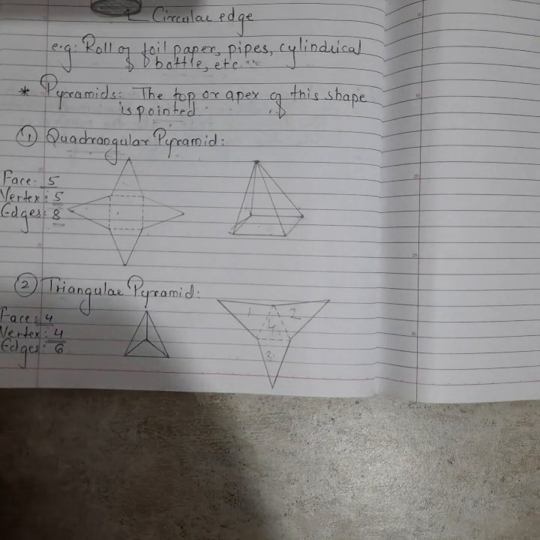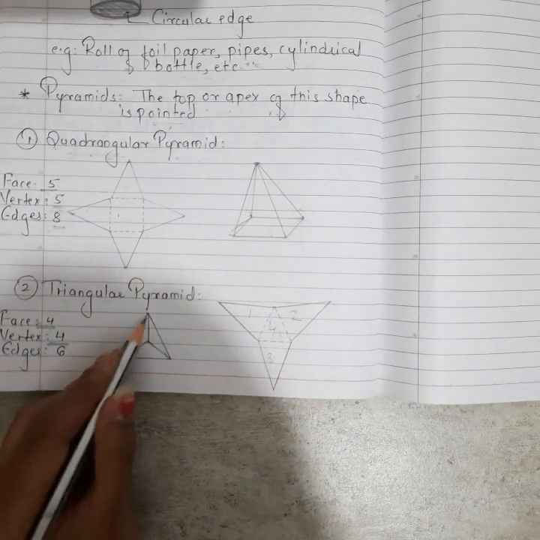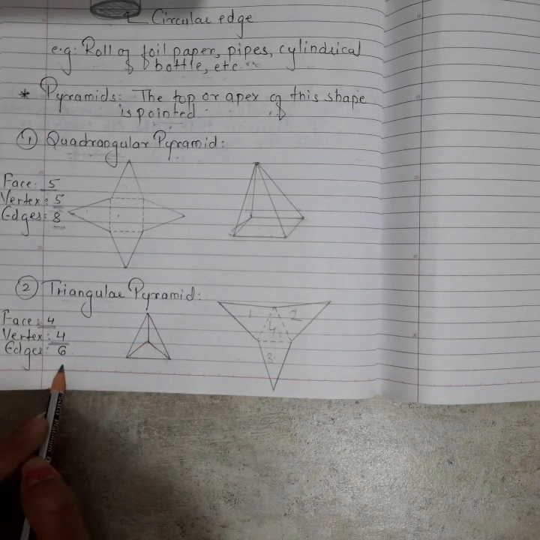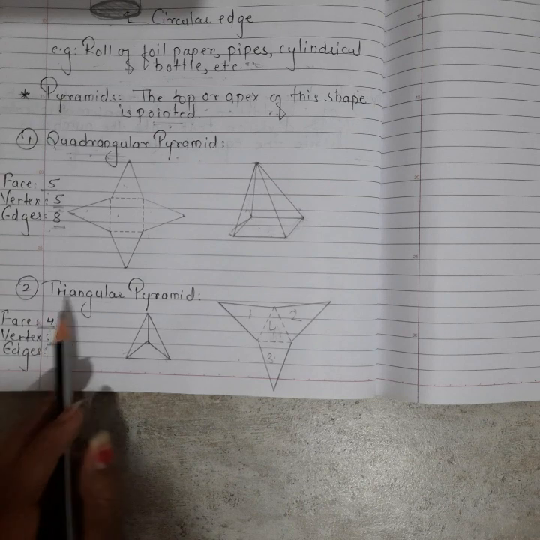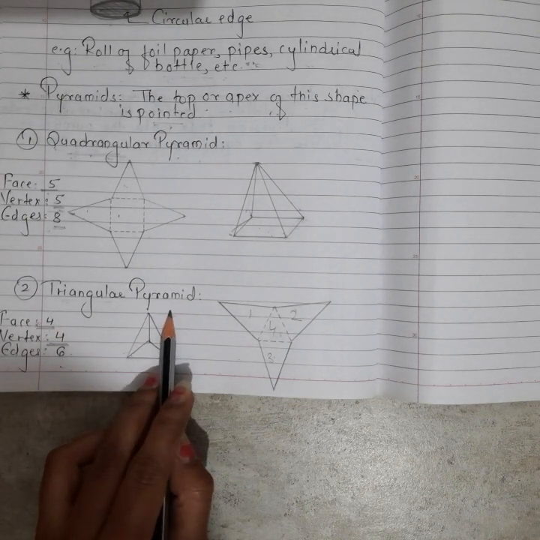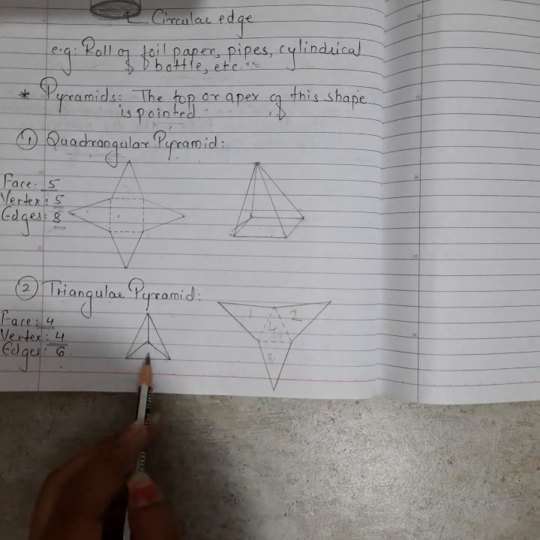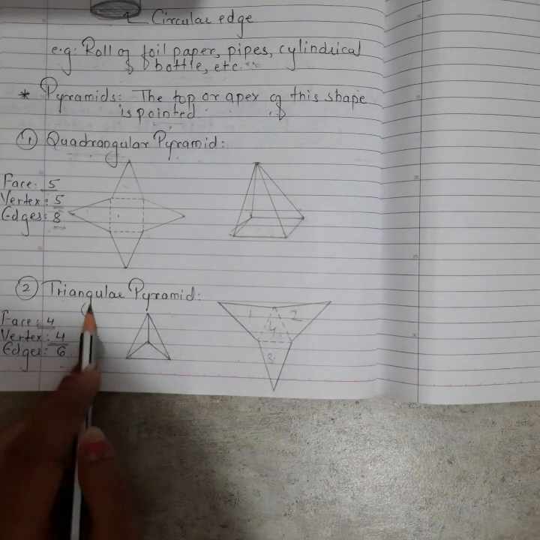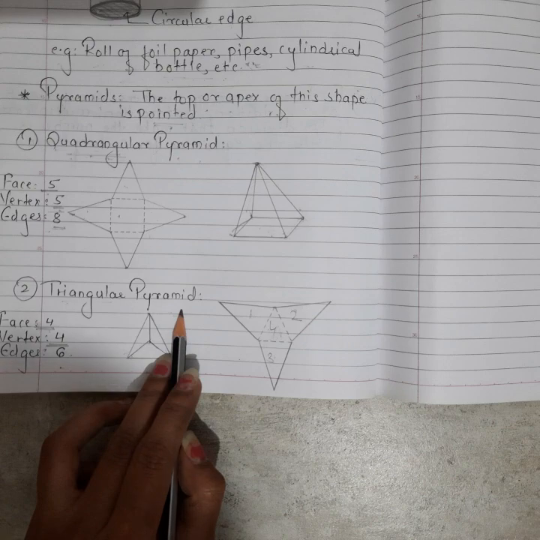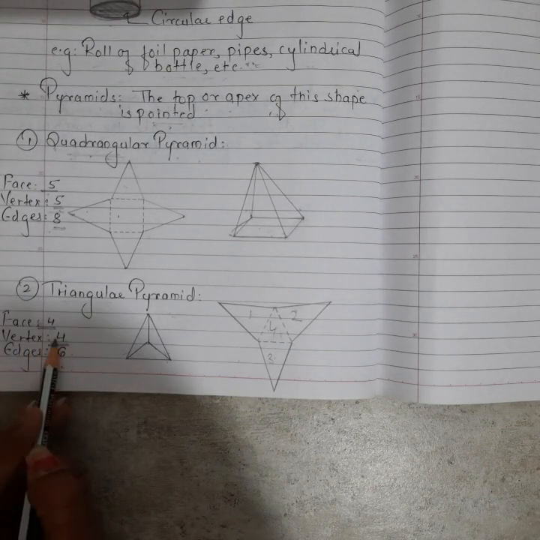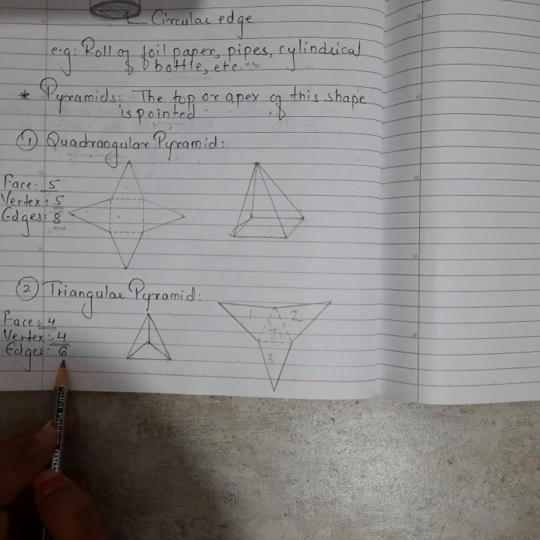And let us count the edges. 1, 2, 3, 4, 5, 6. It has 6 edges. So a triangular pyramid is the pyramid having its base of triangular shape, that is why it is called a triangular pyramid. It has 4 faces, 4 vertices and 6 edges.